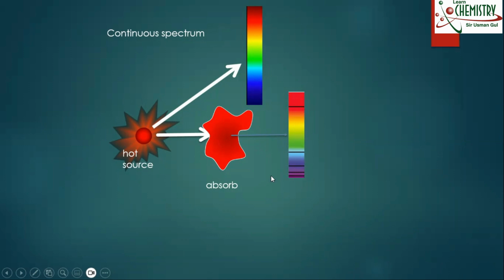So this kind of spectrum is called an absorption spectrum, or we can also call it a line absorption spectrum. Now you can see the gas is excited, it will not remain excited, so it will release or emit the photons after going back to the ground state.